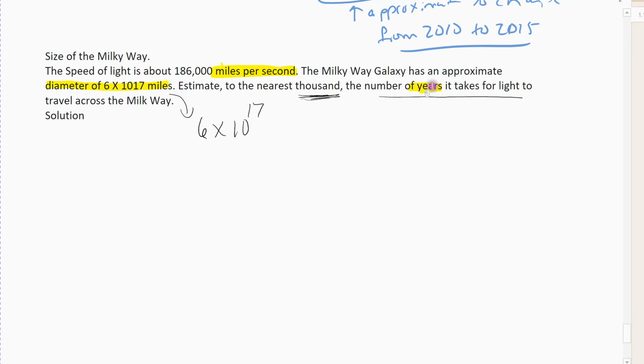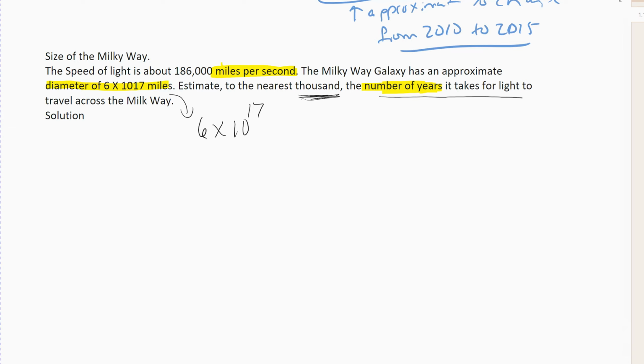This one's going to require me to do a little conversion, because I want years, but the time they gave me was seconds. So I'm going to have to convert from seconds to years. It's up to you, I'll probably wait to do the conversion last, but I will have to convert. Converting from seconds to years might be the hardest part of this problem.